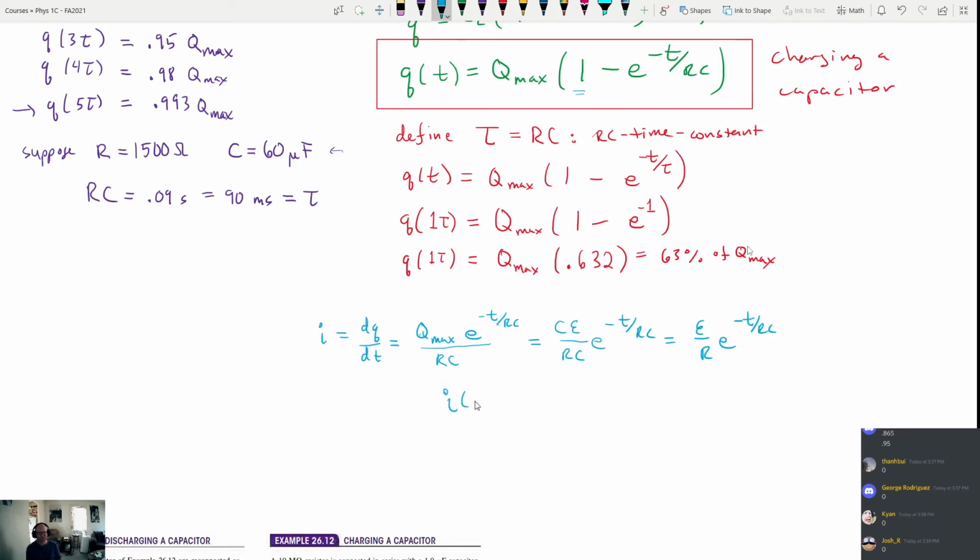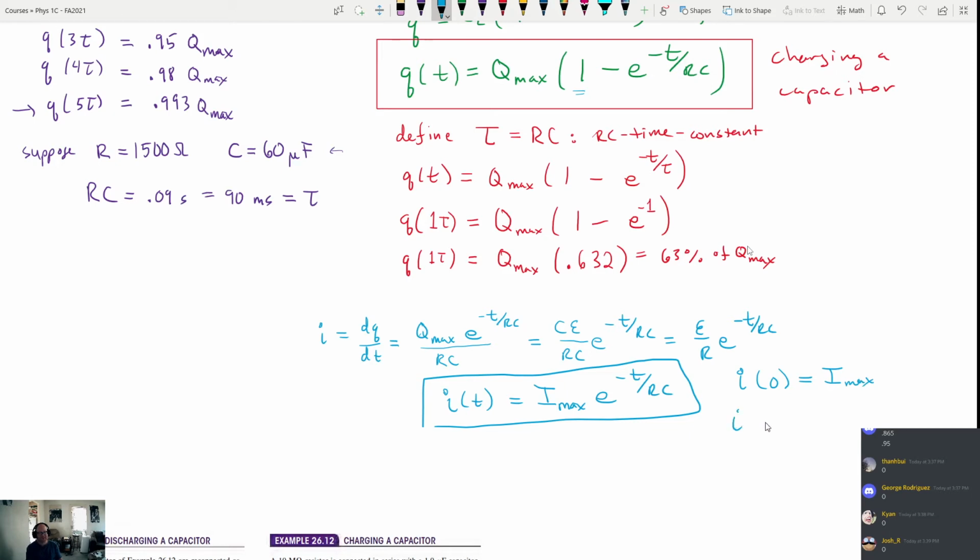the current as a function of time is equal to the maximum current in your circuit multiplied by e to the negative t over RC. And I'll leave it to you to verify that I of 0 is equal to I max. That one's pretty easy. And that I, as time goes on to infinity, is equal to 0. Very easy to prove these, but I can promise you that that equation satisfies them.